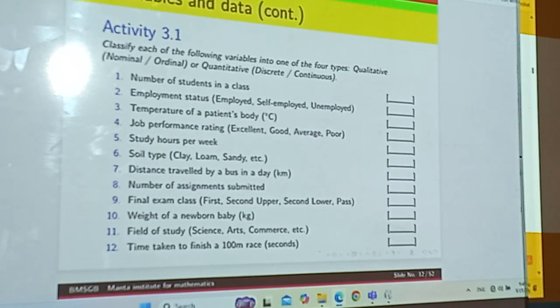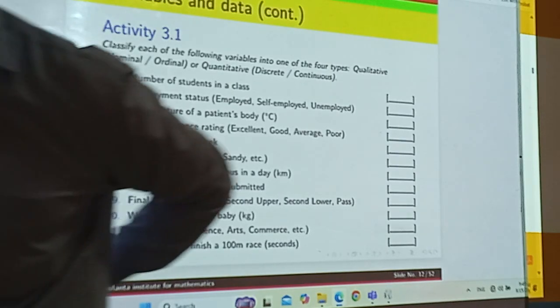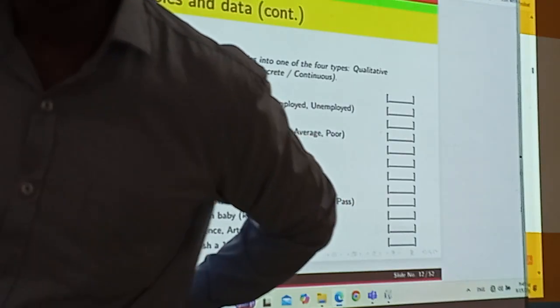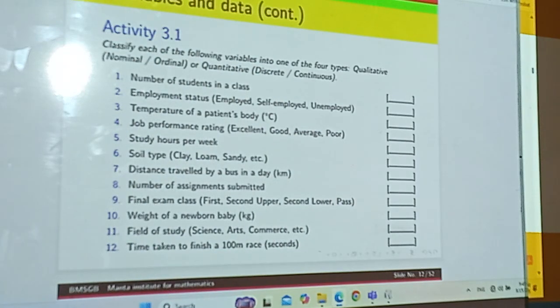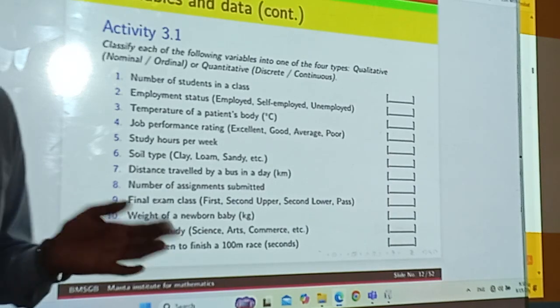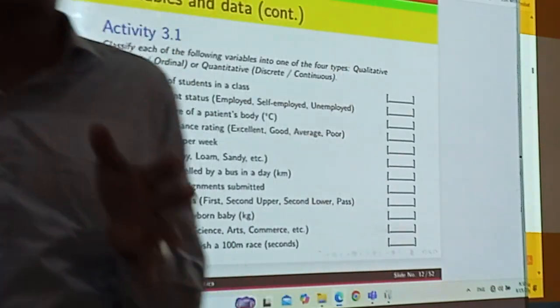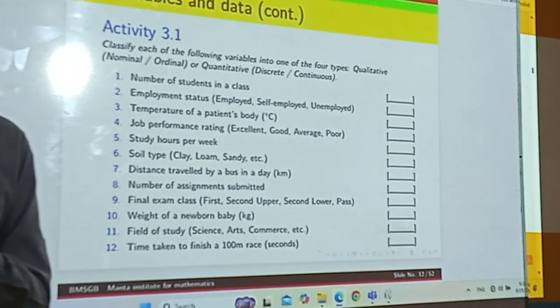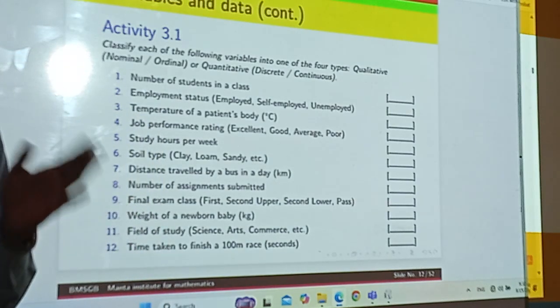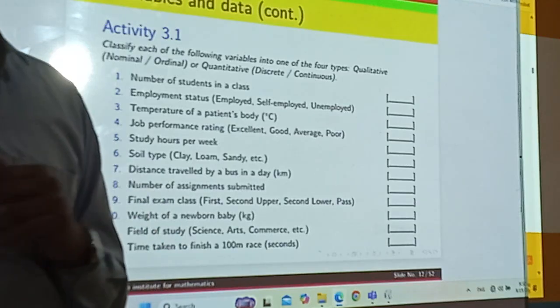Number of assignments submitted. Quantitative, discrete. Can it be continuous sometimes? How? Submitting half of the assignments? It is the number of assignments, not the number of questions. That is one assignment; maybe it is not complete, but that's a different thing. The number of assignments is discrete. You may have done only part of it, but it's one assignment.